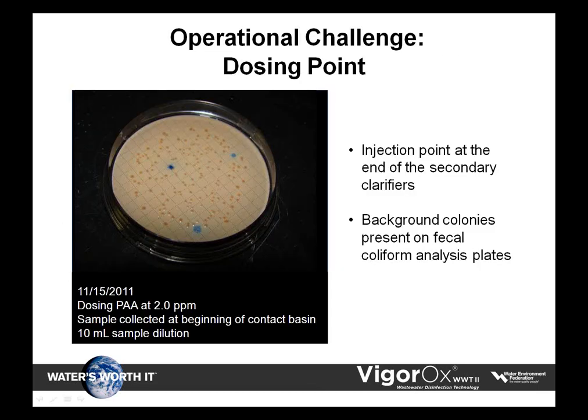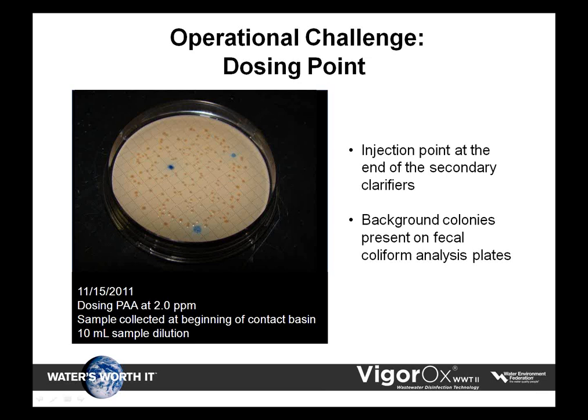So our first operational challenge was our dosing location. We initially had the dosing location set up to inject the peracetic acid at the end of our clarifiers. We chose this point for 3 reasons. We wanted to increase our retention time, allow for greater mixing, and reduce the volume of chemical required for disinfection. So you can imagine how baffled we were to see fecal coliform plates with background colonies on them. This was something we had not seen at all during our trial study.